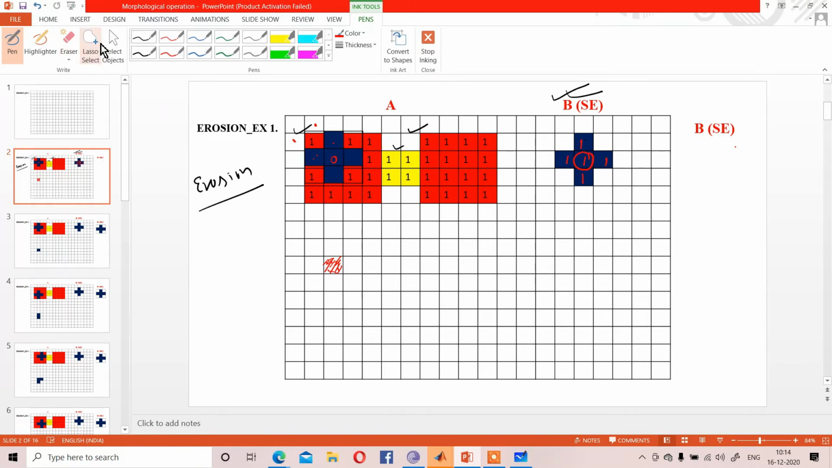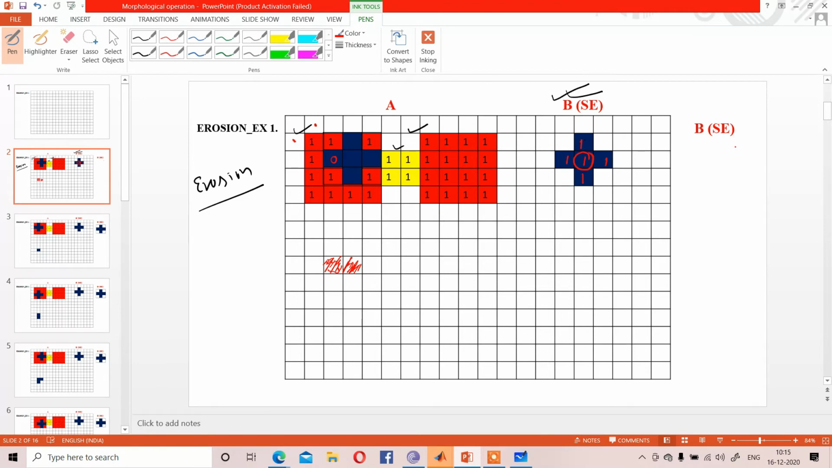Again you will map to the next point where the total mapping will be done. You can check, these are the points where the total mapping is not happening. Any boundary position you can consider that mapping is not happening. So this is the first point where the mapping is happening. This is the second point where the mapping is happening. So that second point will also be the result of erosion.